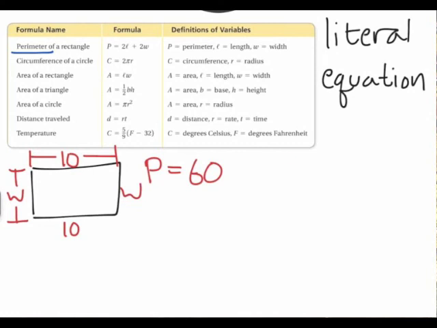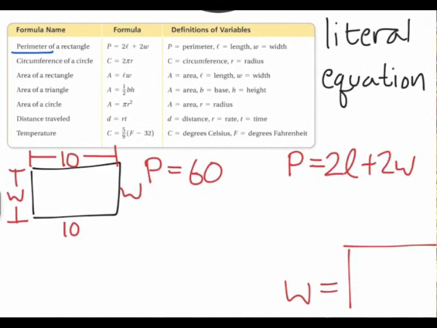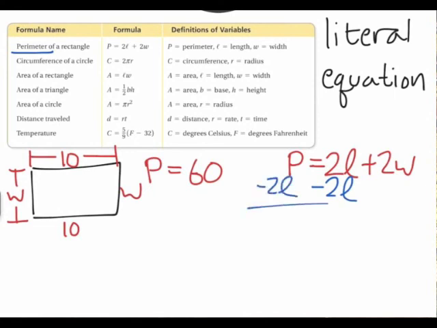Well, let's try this. Let's write out the formula. Perimeter equals 2 times the length plus 2 times the width. Now, I know what the perimeter is and I know what the length is. I want to know what is the width. So just like in the previous problems, I want to solve this equation for W so that it says W equals something. Okay? Let's do that. The first step to solving this equation for W is going to be subtract 2L from both sides of the equation. That gives us P minus 2L equals 2W.